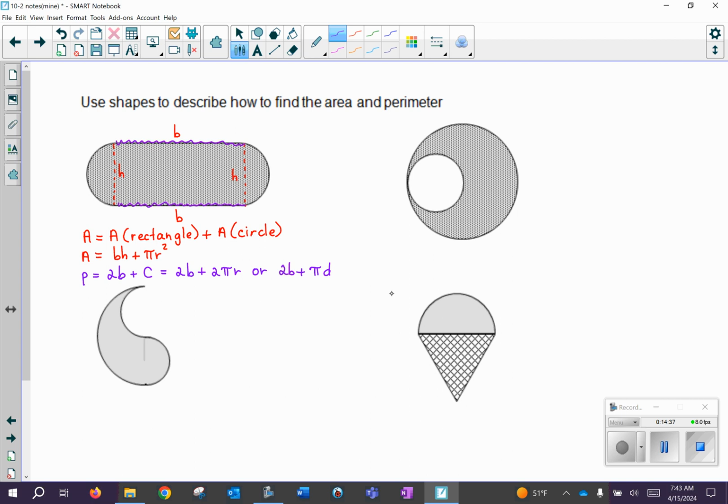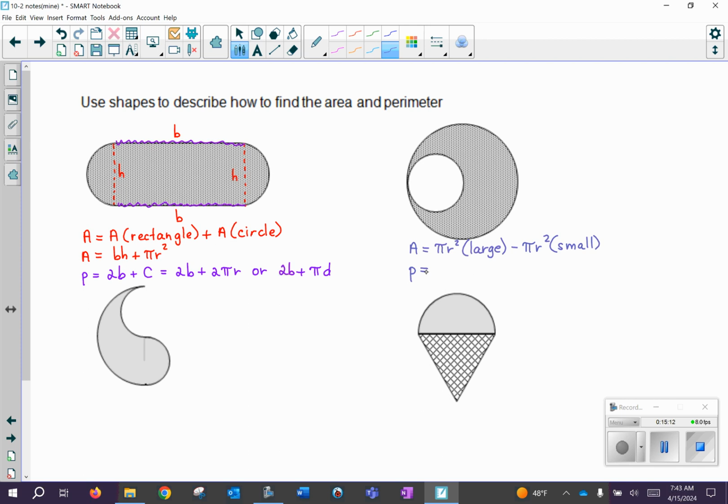All right, next one. Let's go with area first. So we're looking for the shaded region. So I'm going to do area of this big circle, and I'm going to take away the area of the small circle. So I'm going to fill in the equation as I go also. So area is pi r squared of the large circle minus pi r squared of the small circle. Okay, we'll call that good enough.